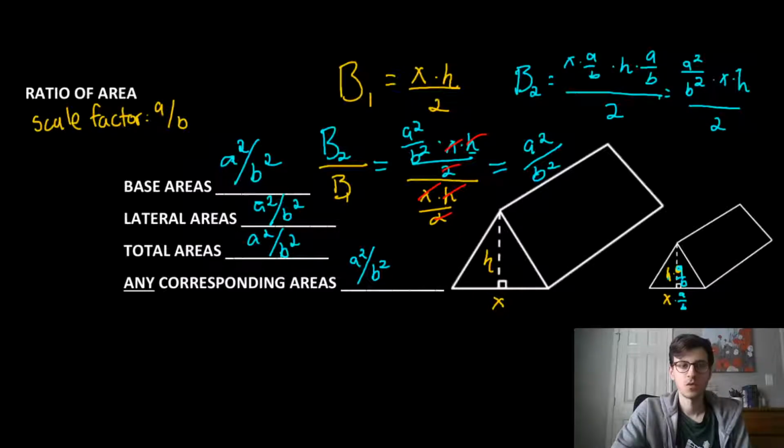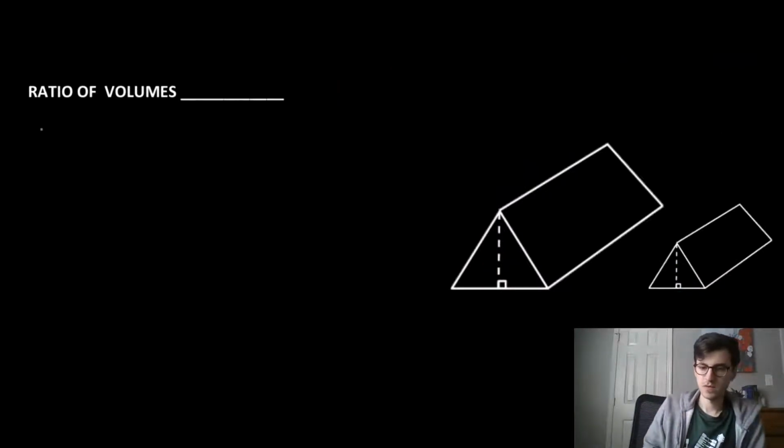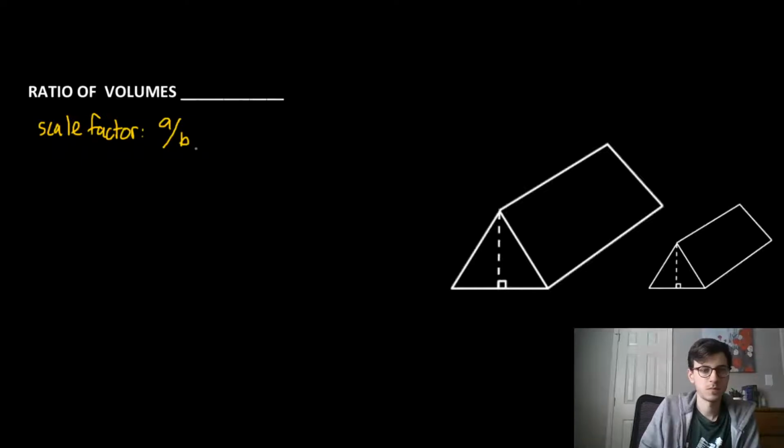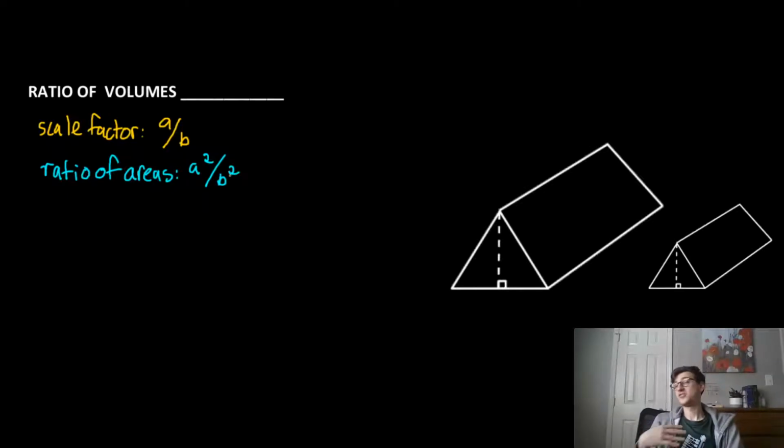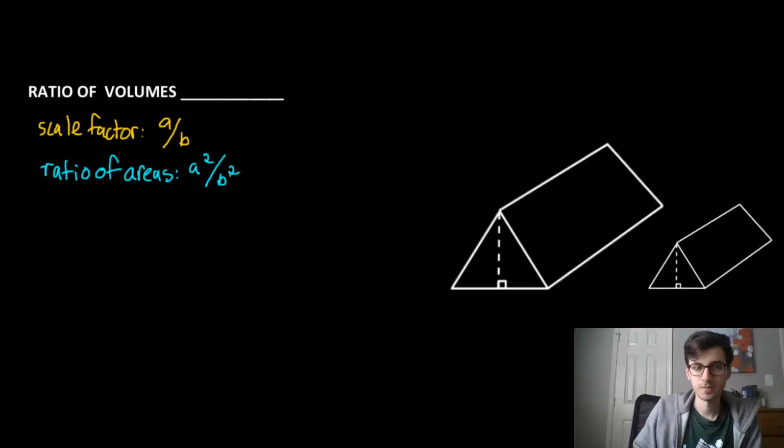Okay, so we said that we have the scale factor, that's a over b. We've got the ratio of areas, that's a squared over b squared. So maybe just think, what do you think the ratio of volumes is going to be? Well, let's check it out. Remember, let's do two different colors here. Let's maybe do, I don't know, green and pink.